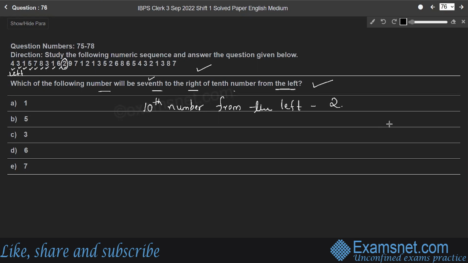And the question is the 7th to the right of the 10th number. So the 7th number to the right of which number? To the right of 2. So to the right of 2, the seventh number: the first number is 9, second, third, fourth, fifth, sixth, seventh. So the seventh number is 5. Therefore, option B, 5 is the number, the seventh to the right of the 10th number from the left.